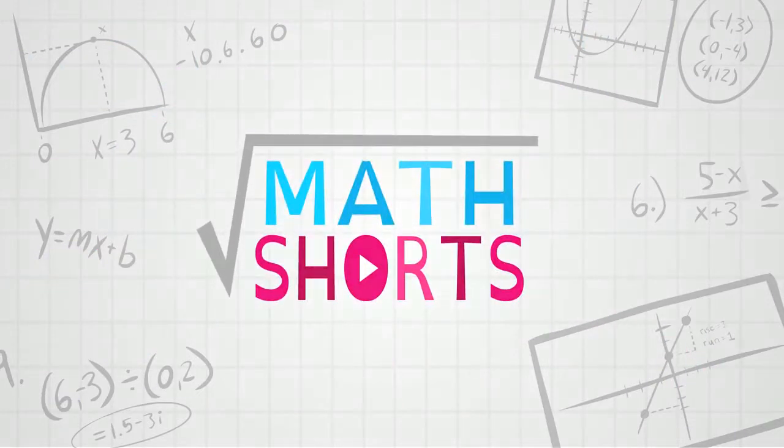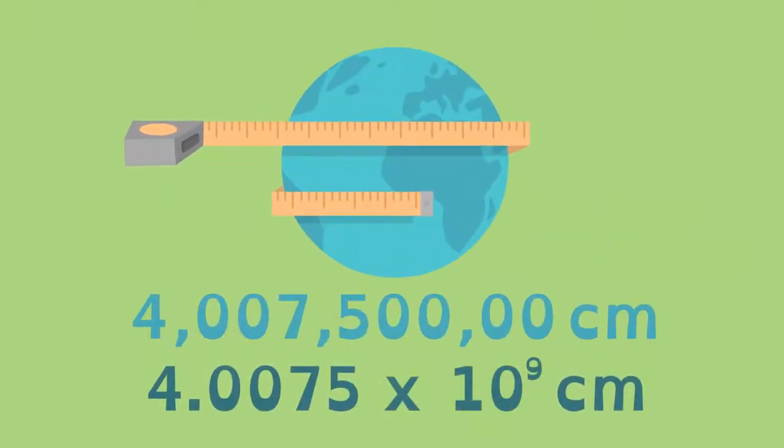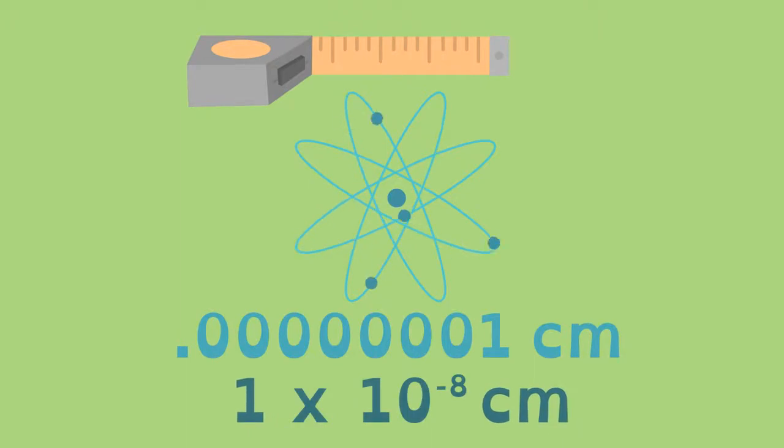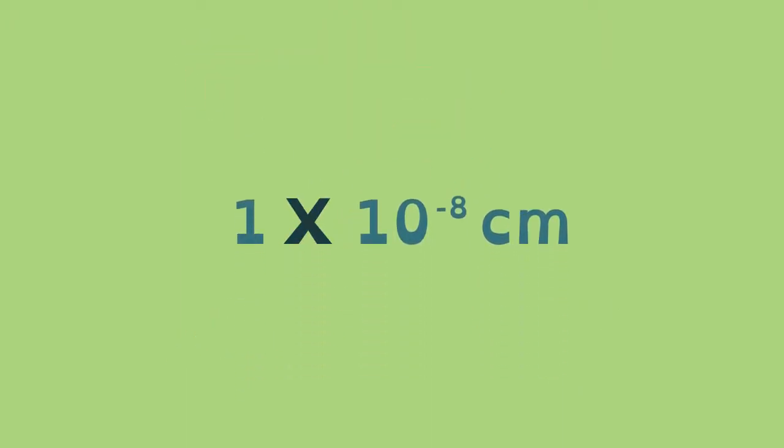Math Shorts. Scientific notation is a concise way to express very large numbers, such as the circumference of the Earth in centimeters, or very small numbers such as the diameter of an atom.